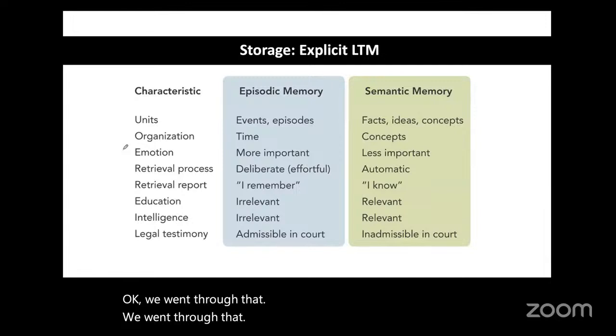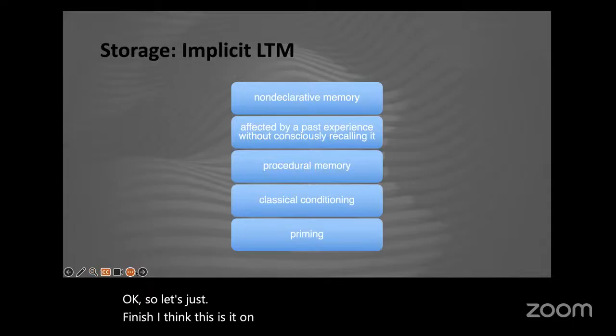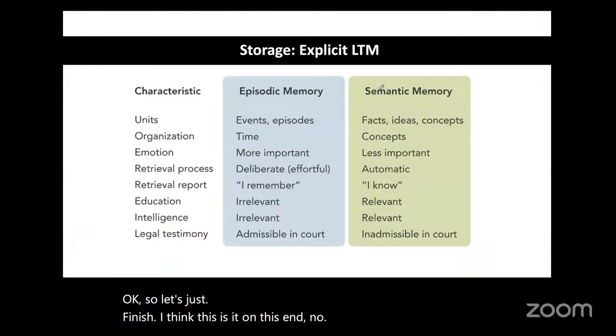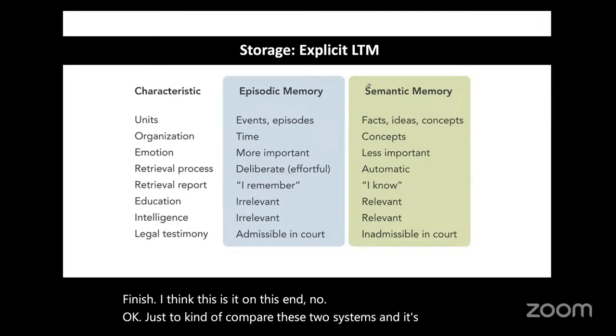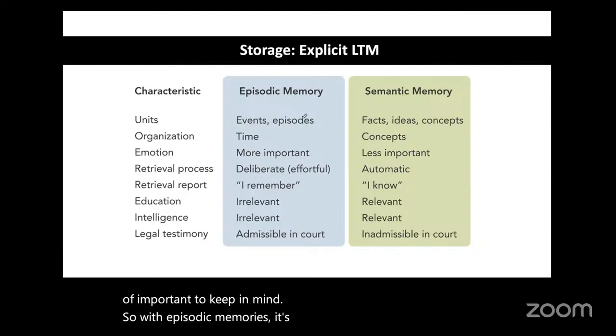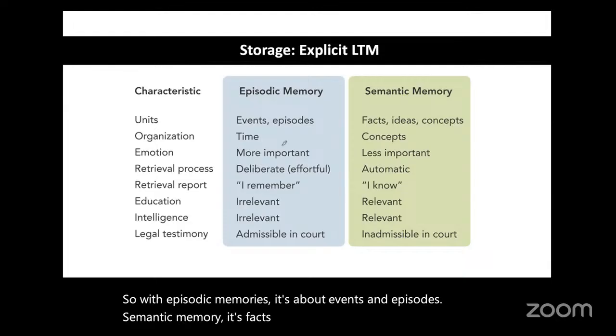So let's just finish. I think this is it on this end. Just to compare these two systems, it's really important to keep in mind. With episodic memories, it's about events and episodes. Semantic memory, it's facts, ideas, concepts. It's organized in time versus concepts.